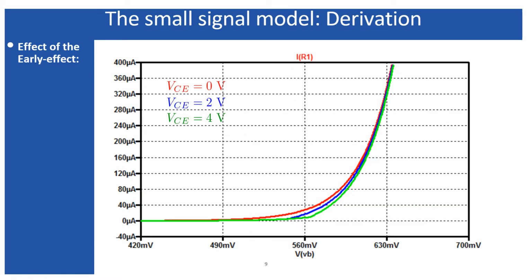Now let's see the effect of the early effect on the input characteristics. We have already seen that due to the early effect, the base current gets reduced as VCE gets increased, because the effective base width gets reduced, and that reduces the recombination between the majority and minority carriers within the base region. The component of the base current caused by the recombination process also gets reduced.